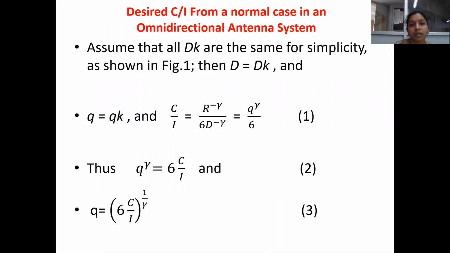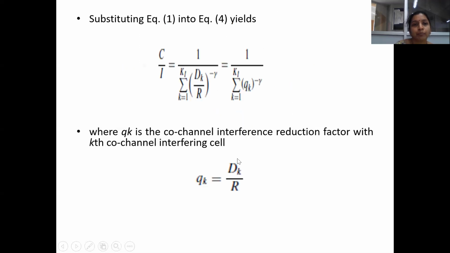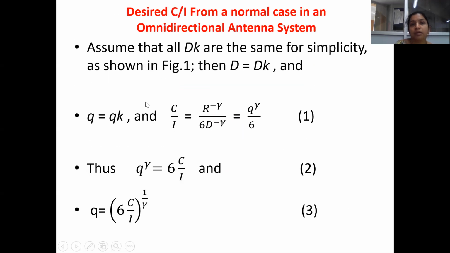Here we are going to see the desired carrier to interference ratio for a normal case in an omnidirectional antenna system. In real time, the distances of the co-channel cells in the first tier will not all be the same, but here we assume all the distances are the same for simplicity, as shown in this figure. This will not occur in practice. So for simplicity, we assume all the Dk are the same, taking D equal to Dk and q equal to qk.